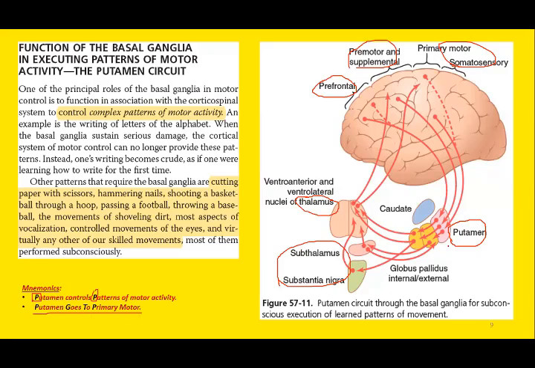From the putamen, the fibers enter the globus pallidus. From globus pallidus to the thalamus, and from thalamus to the primary motor cortex. Please do not forget the ancillary circuit. The ancillary circuit includes the fibers coming from the globus pallidus to the substantia nigra and subthalamus. And eventually these fibers enter the thalamus and terminate over the primary motor cortex as well. So this is the putamen circuit.